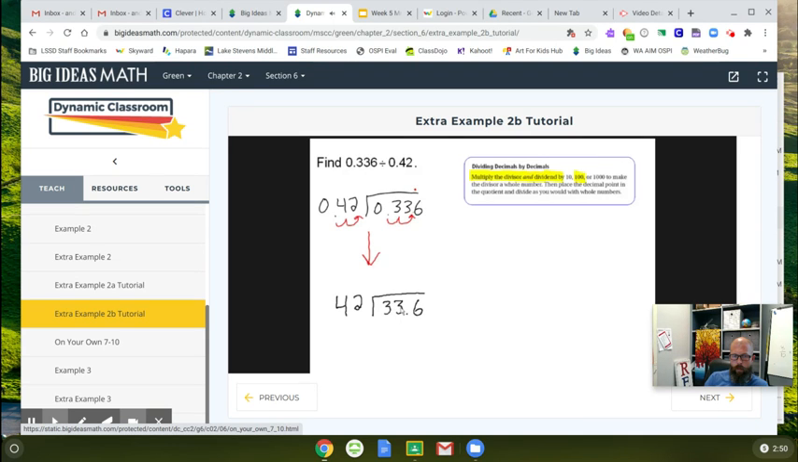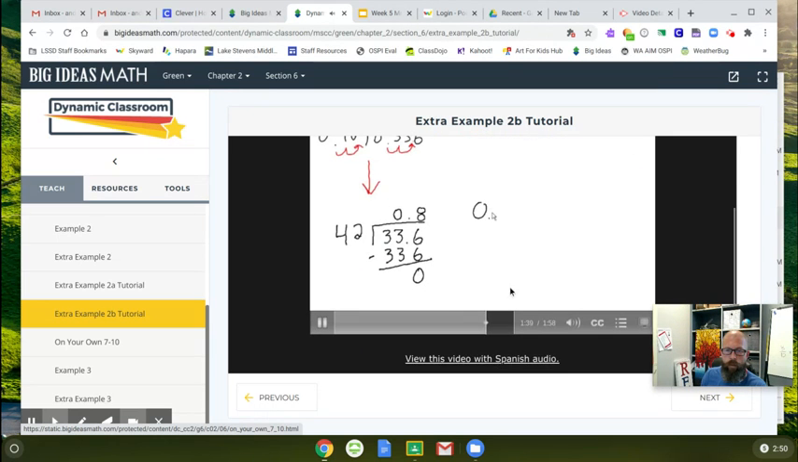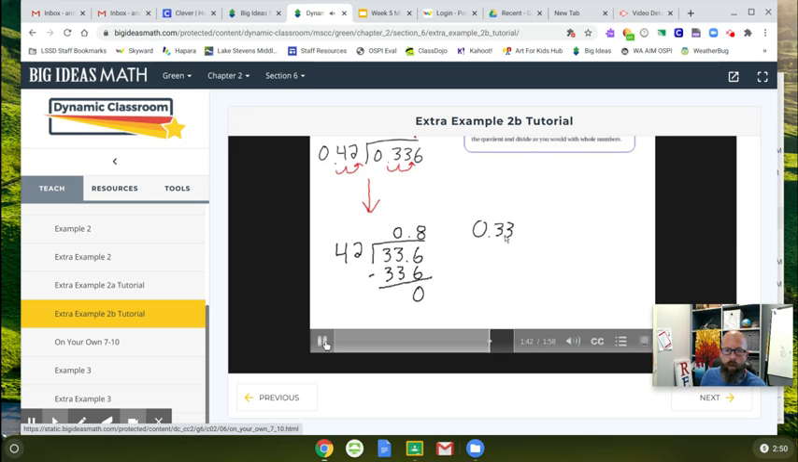42 goes into 33 0 times. Bring the decimal point up from the dividend. 42 goes into 336 8 times. 8 times 42 is 336. You subtract this, and your remainder is 0. So there it is. 336 thousandths divided by 42 hundredths, you end up with 0.8.